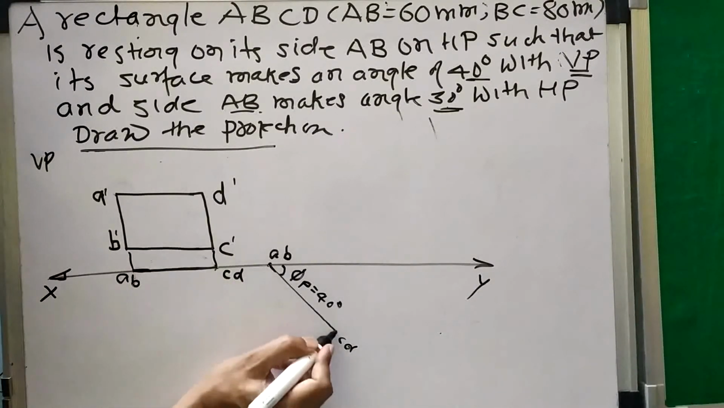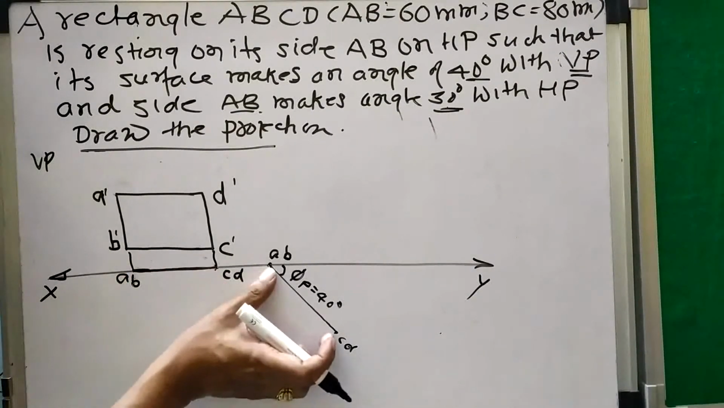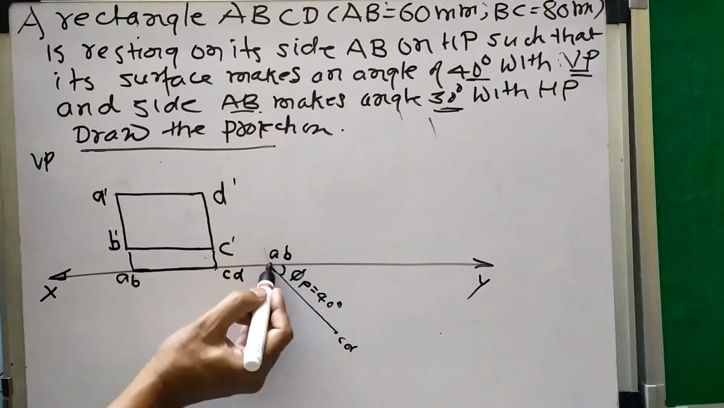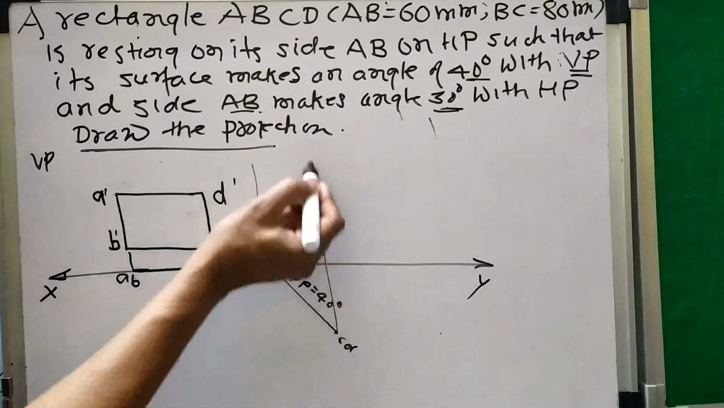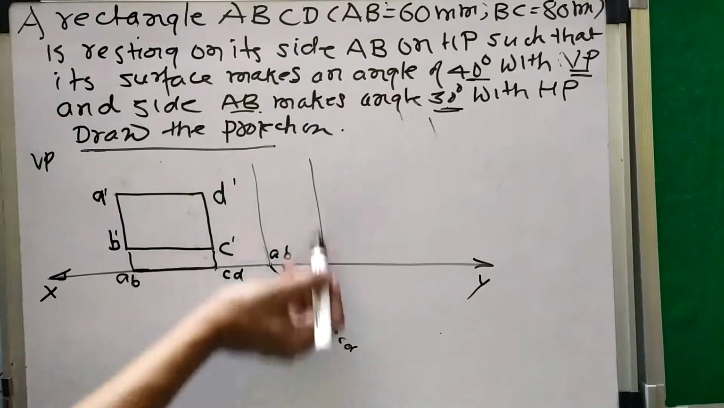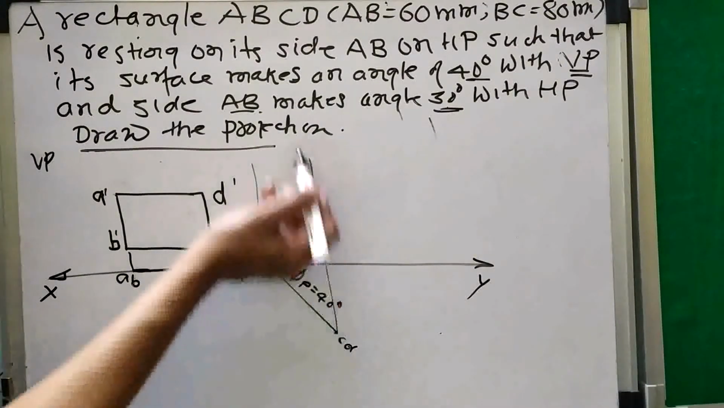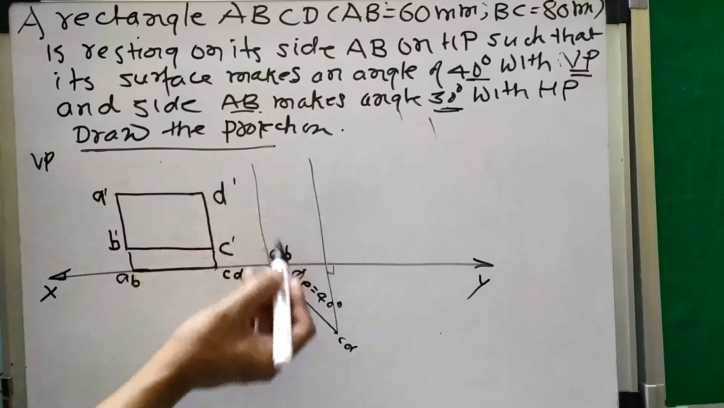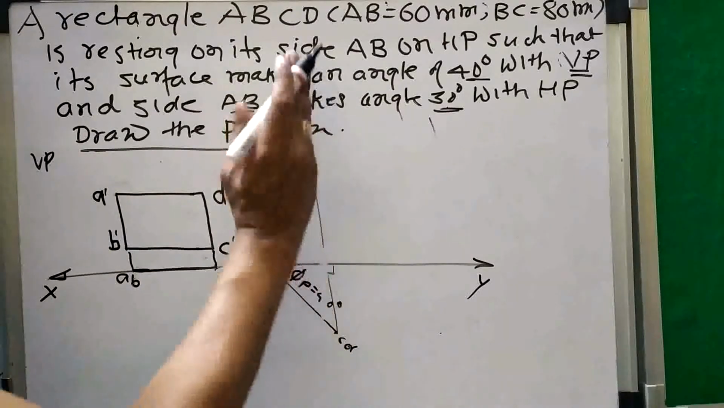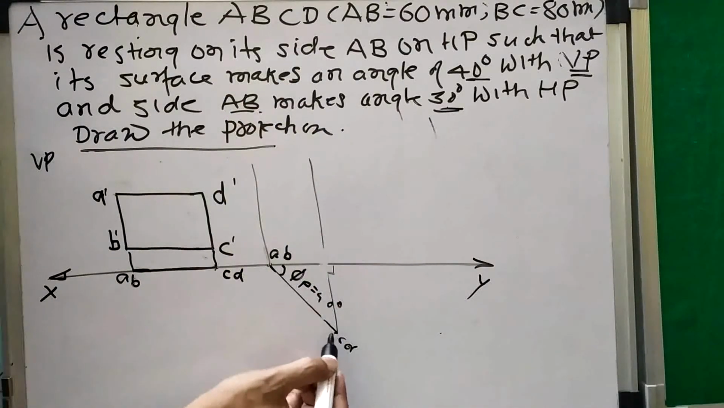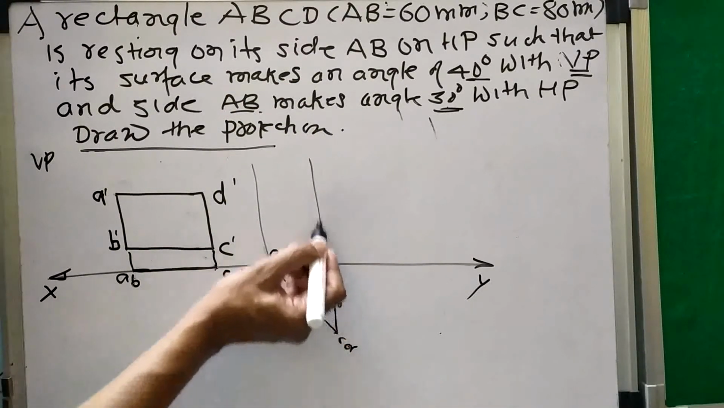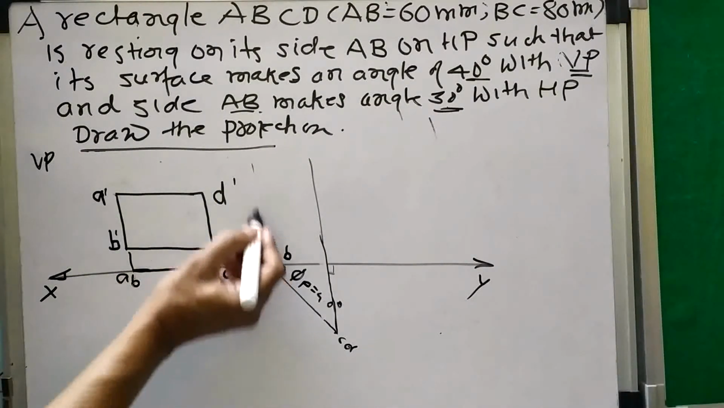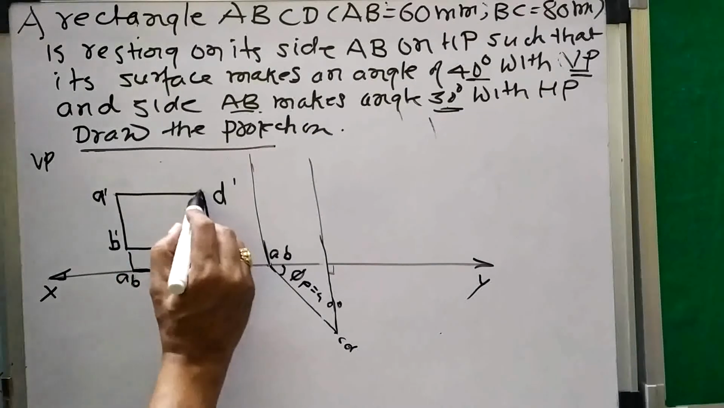I take A, B, C, D, this much distance I have taken here, and then I will project it. Listen, the projector line should be perpendicular to XY. In my drawing, sometimes it will look inclined, but don't draw it inclined; it should be perpendicular to XY. So I will drop this perpendicular to XY and project it.